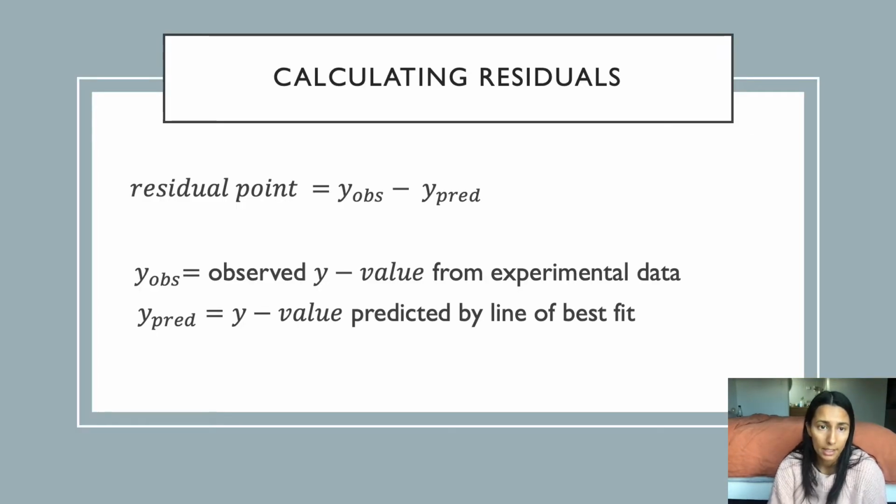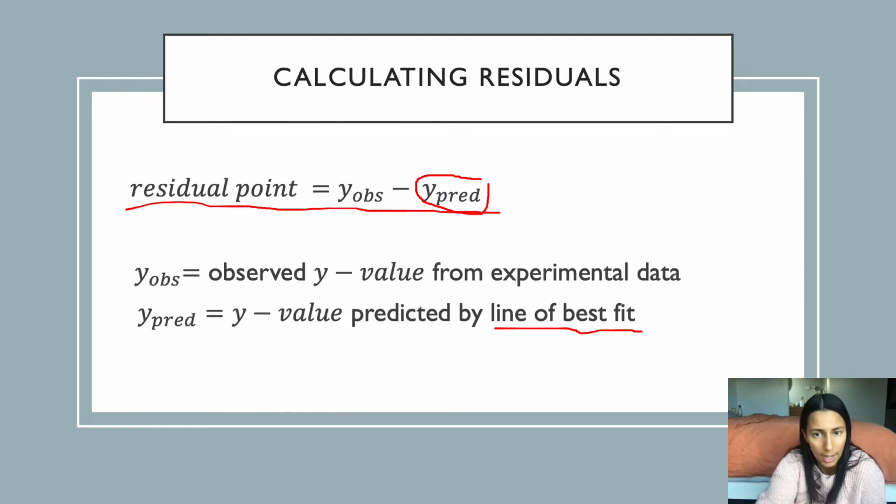And the way we calculate them: we calculate a residual by using this little equation here. Your residual point would be your observed Y value, so that's the point that you actually got from your data or the data that they gave you. And you're going to subtract from it the predicted Y value, which is from your line of best fit.